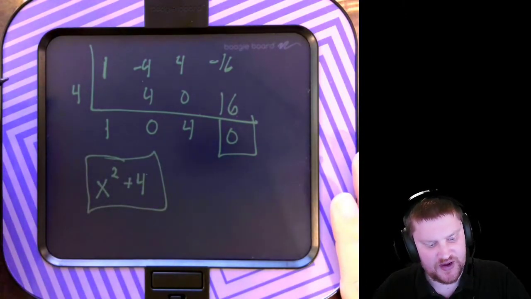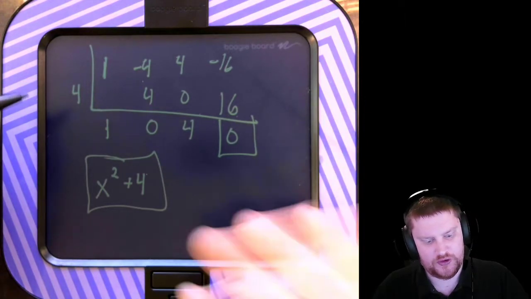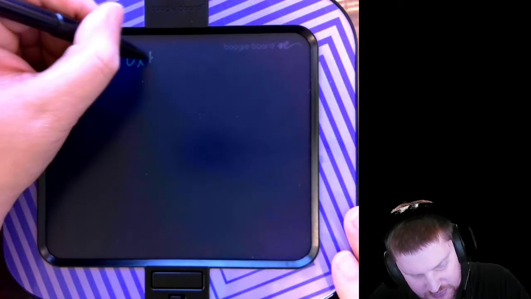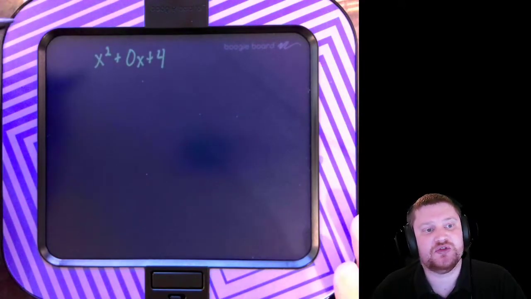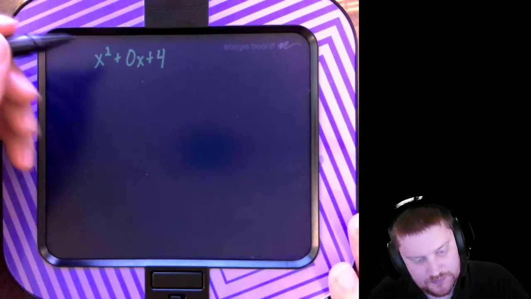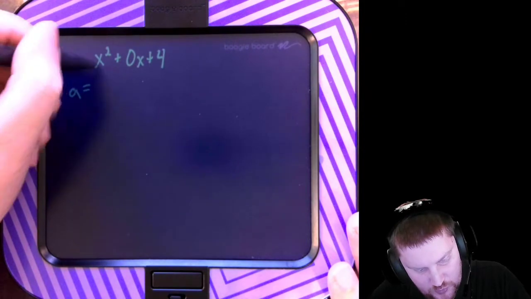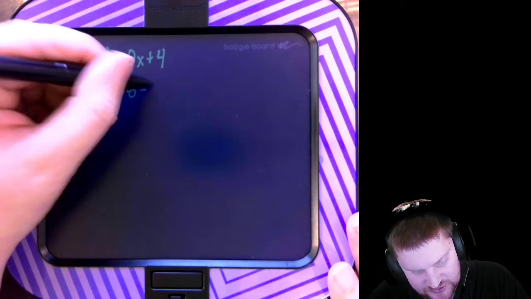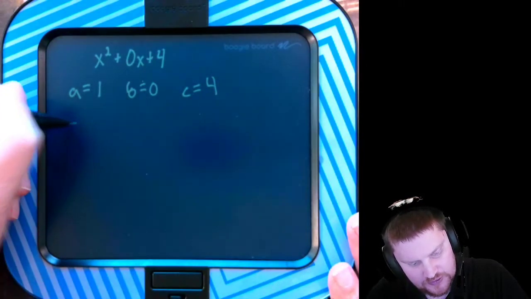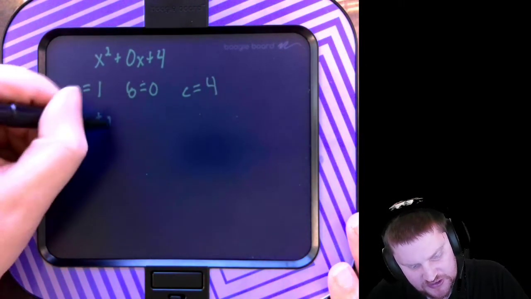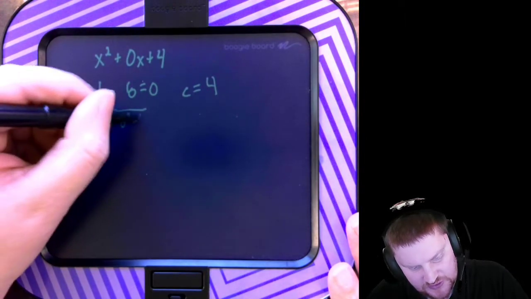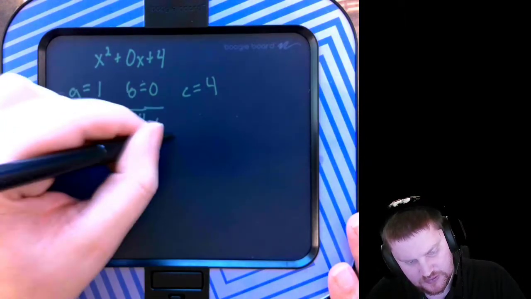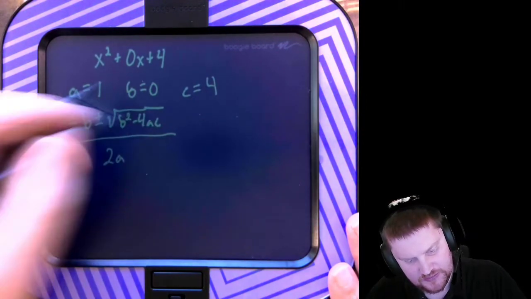So that becomes our other factor, x squared plus 4. Well, that would be the same as saying x squared plus 0x plus 4. And we can still use the quadratic formula for this. So a equals 1, b equals 0, and c equals 4. Quadratic formula: negative b plus or minus square root of b squared minus 4ac, all over 2a.